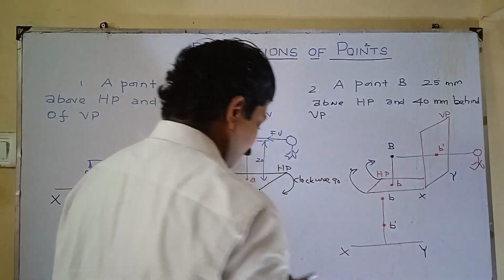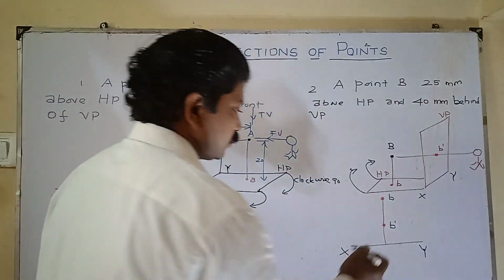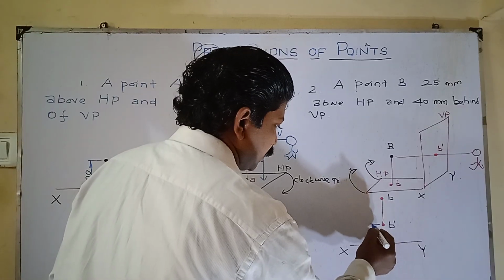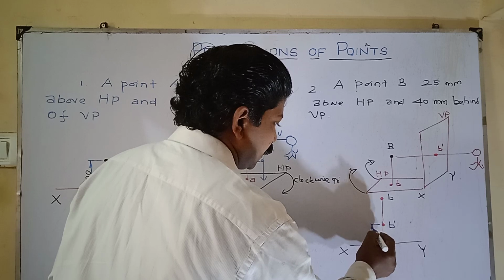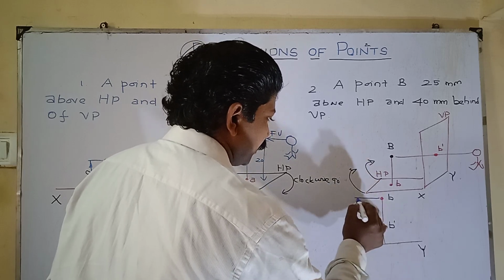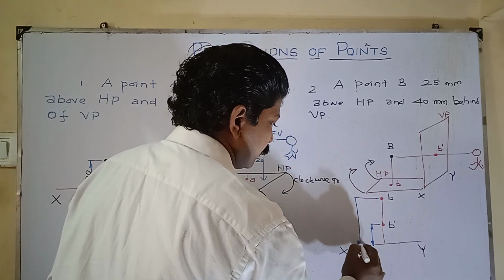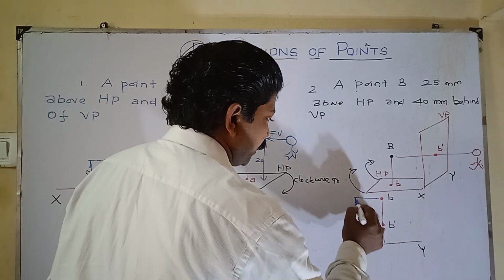So this distance 25. Always the smaller dimension first. Next, write the larger dimension. This one 25, this one 40. Draw the arrow at 1:3 ratio.